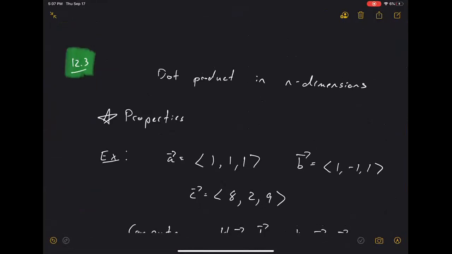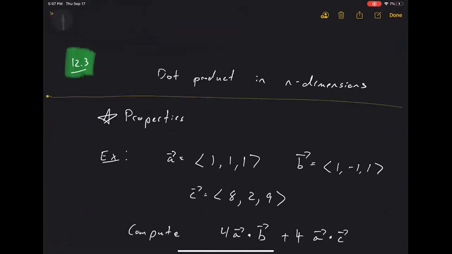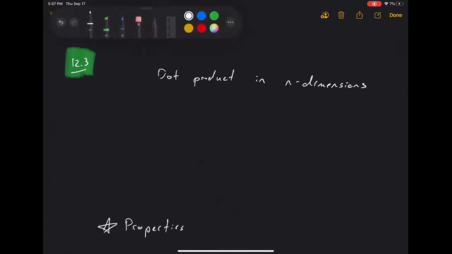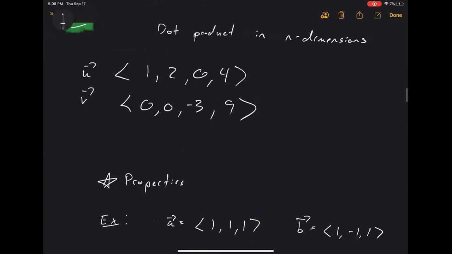maybe I'll give you a question where I give you two 5-dimensional vectors and ask you to find the dot product. So let's do 4. If I give you 1, 2, 0, 4, and v is 0, 0, -3, 9. You should be able to find that dot product as well. It's the exact same as 3 dimensions, okay?